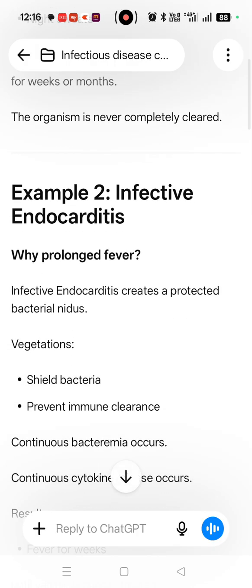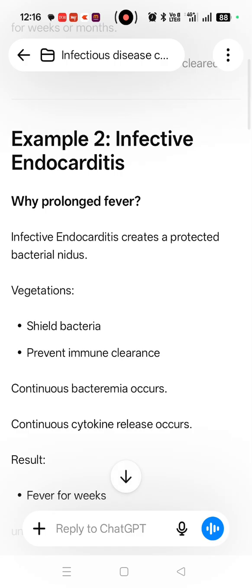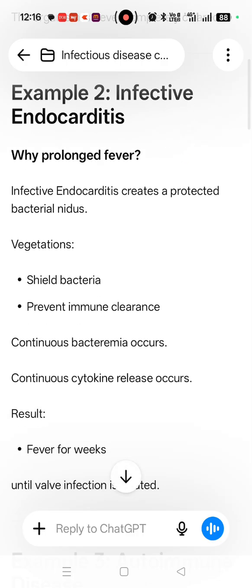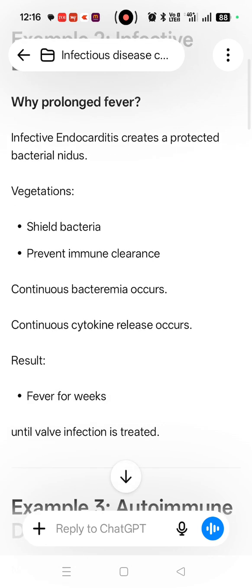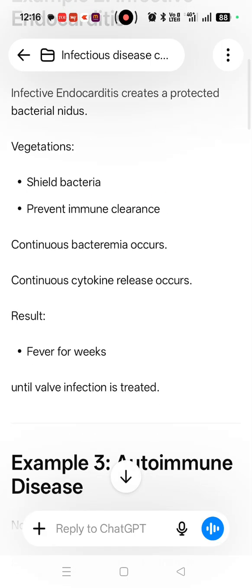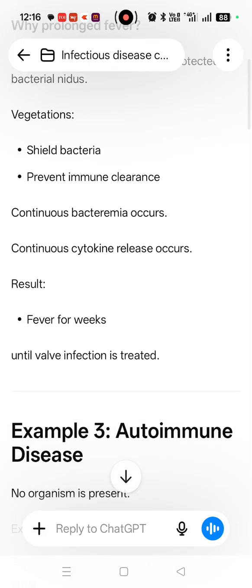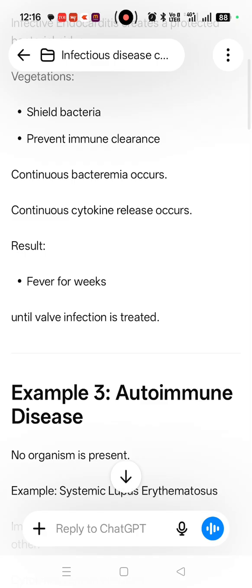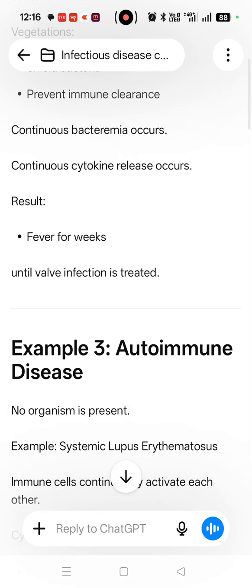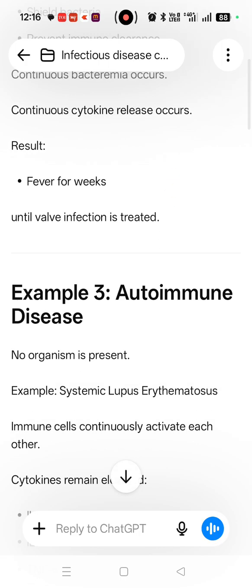Infective endocarditis is your example too. So why prolonged fever in this case? Infective endocarditis creates a protected bacterial nidus, you know that. So vegetations are there and they shield the bacteria. Similarly, they prevent immune clearance. So bacteria remain there. Continuous bacteremia is there. A little bit of bacteria is going into the bloodstream with the flow. So continuous cytokine release will take place and result for weeks. So fever will be there for weeks until the valve infection is treated.